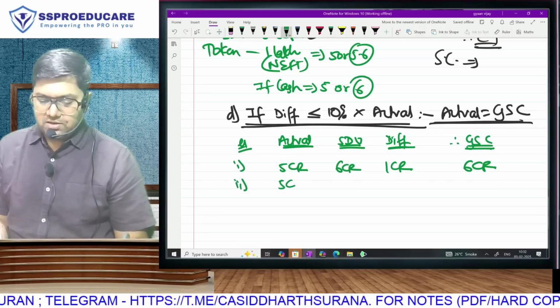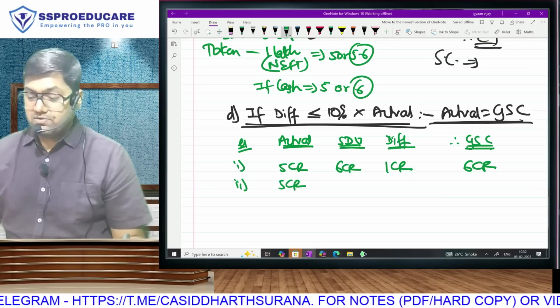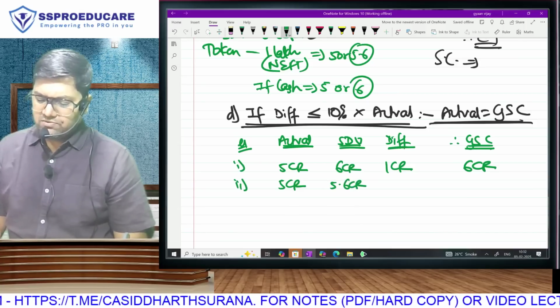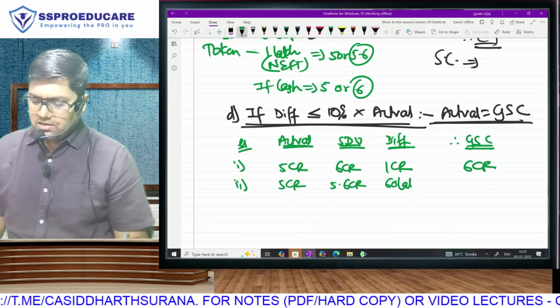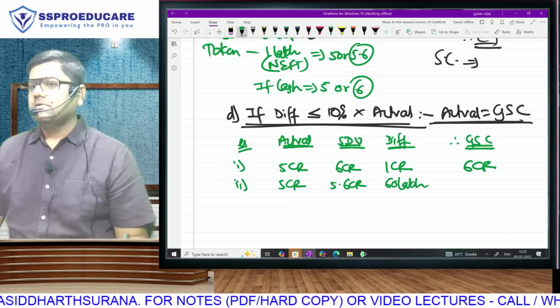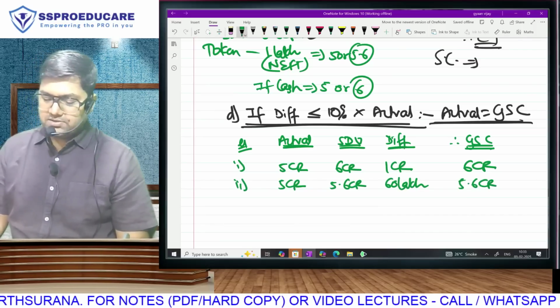Supposingly, actual was 5 crore. And now the valuation officer came and decided the stamp duty value. He said it is 5.6 crore. What is the difference? 60 lakh. You just have to check: is this within the range of 10%? No. So we will have to take 5.6 crore.